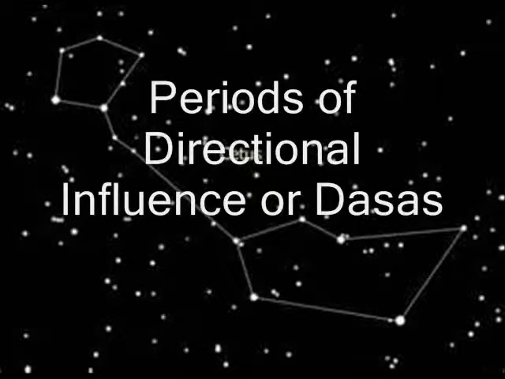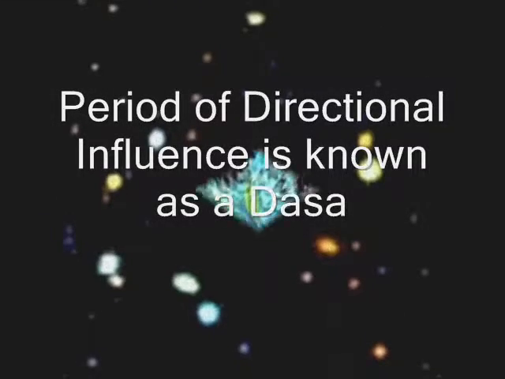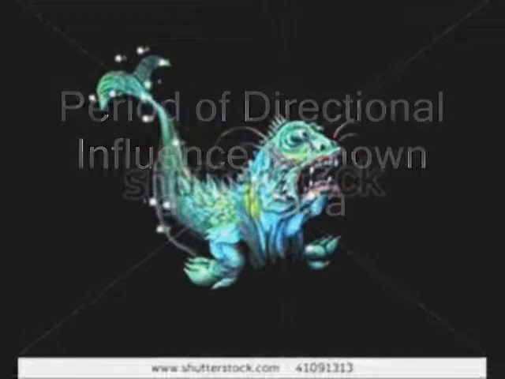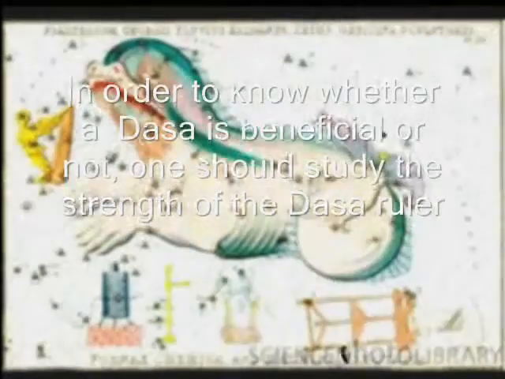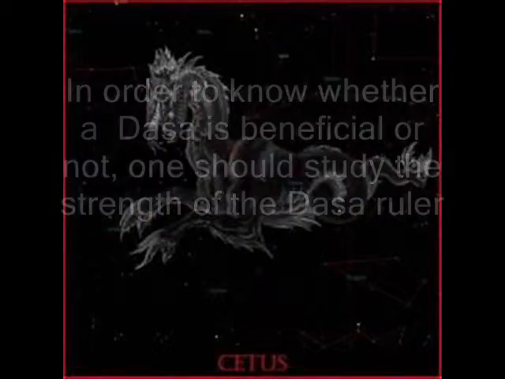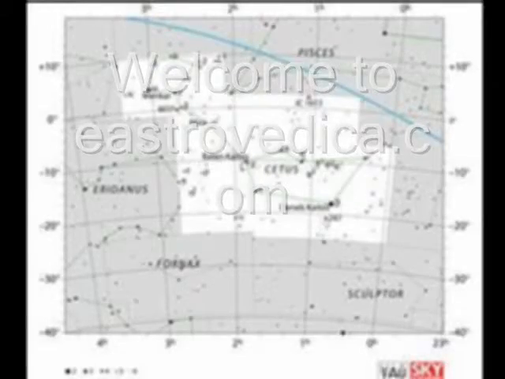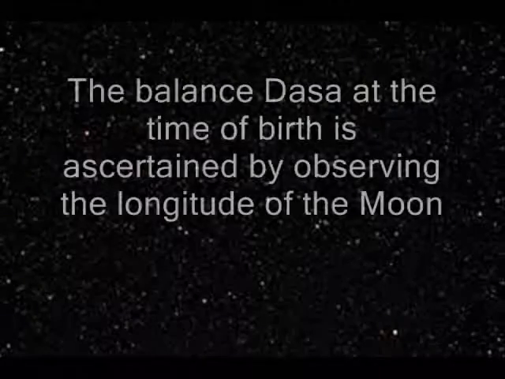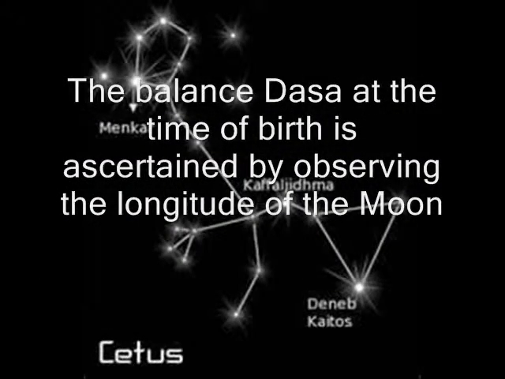Well, the period of directional influence is known as a dasha. In order to know whether a dasha is beneficial or not, one should study the strength of the dasha ruler. If the dasha ruler is a functional benefic, in honor of a trine or an angle in the chart, and if he be well posited, one can surmise that the directional influences will be benefic. If, on the other hand, the dasha ruler is a functional malefic and is badly positioned in the natal chart, the directional influence can be very adverse indeed.